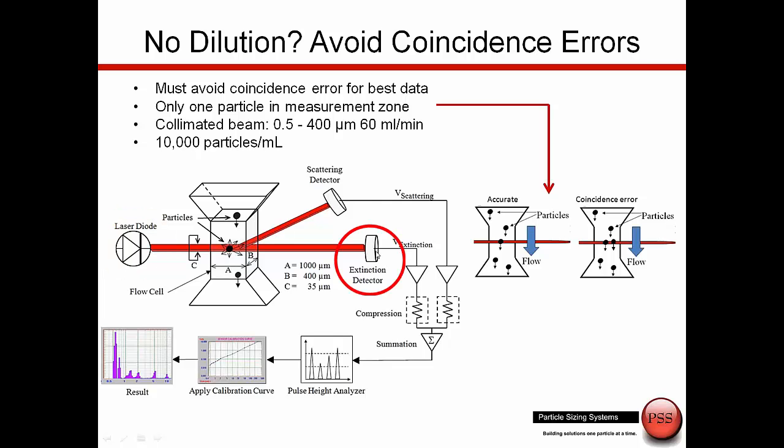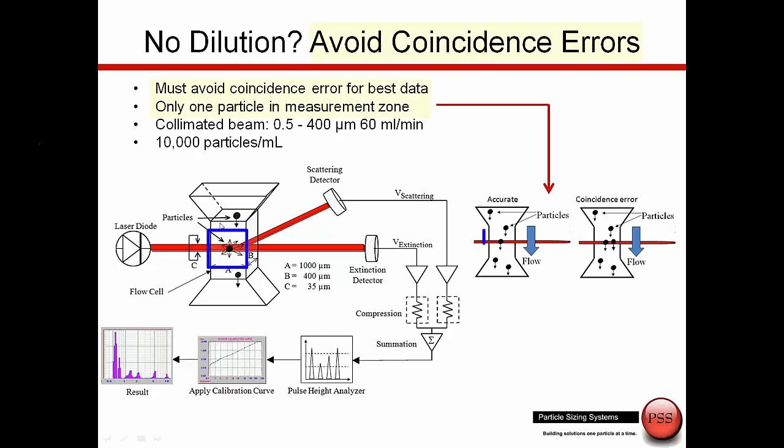One looks at the extinction, the blockage of light from the presence of particles, and the other looks at the scattering. As we get to smaller sizes, we get more of a contribution from the scattering. We take these two pulses, sum them, and bring that into the counter, which is a pulse height analyzer. Then, through the use of the calibration curve, we can take each individual particle and convert it to its equivalent particle size. Since this is a one-at-a-time technique, it's a very high-resolution technique, and that's why it's so successful in finding a few large particles, which is what this is all about.